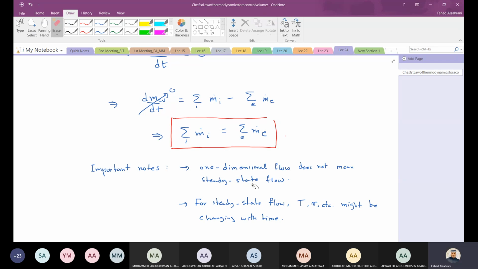اوكي. واقرب مثال يا شباب انه اذا عندك pump, الووتر pump مثلا, even though it's steady state flow, you could have pressure difference. يعني you are entering the water at one pressure and exiting at different pressure, but the mass flow rate is the same. You could have the same mass flow rate. Okay. So I wanted to clarify these points for you, so that يعني you don't make any confusion. Any questions?